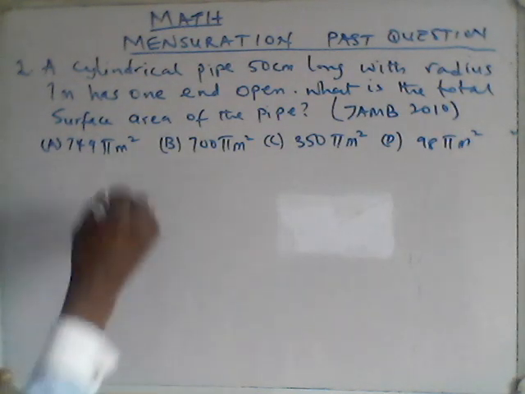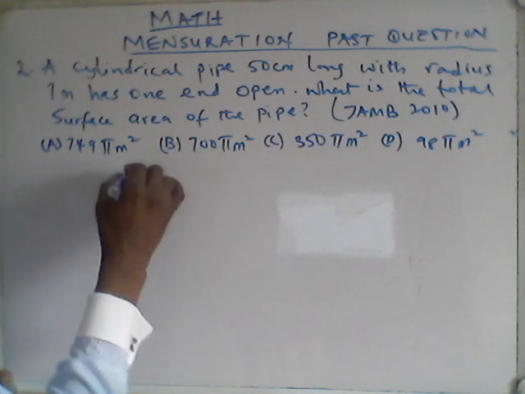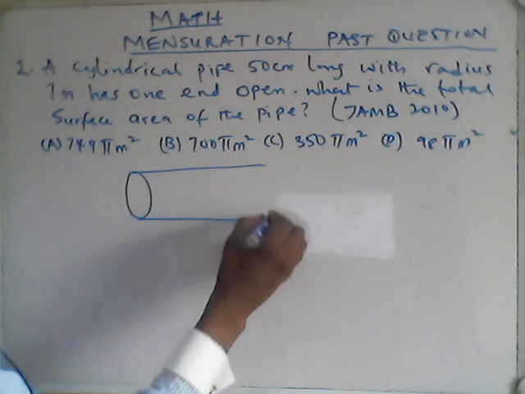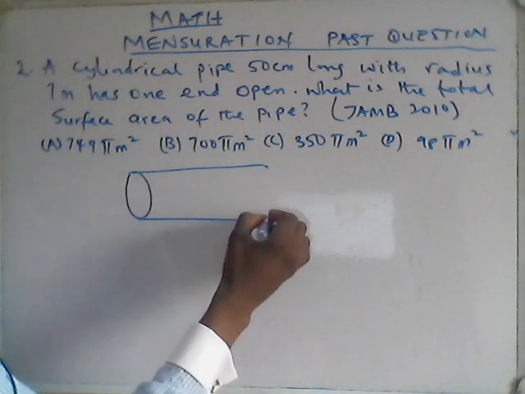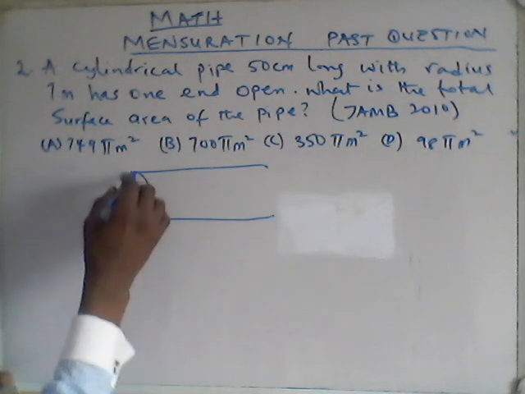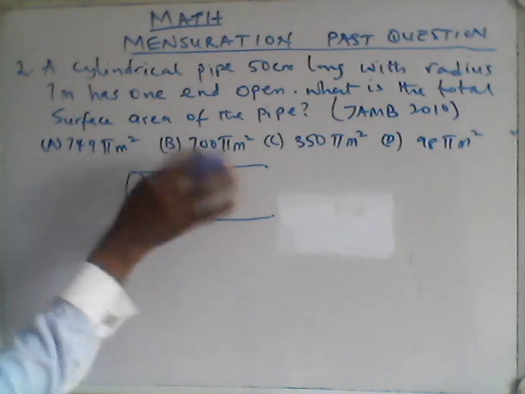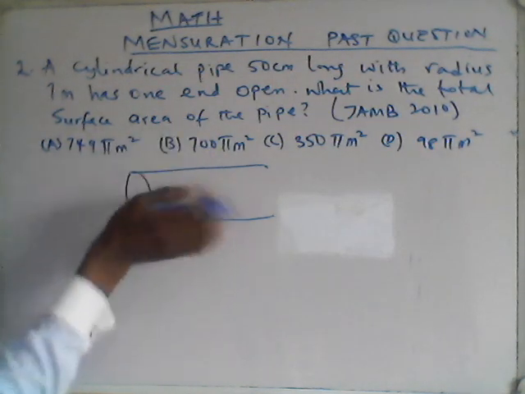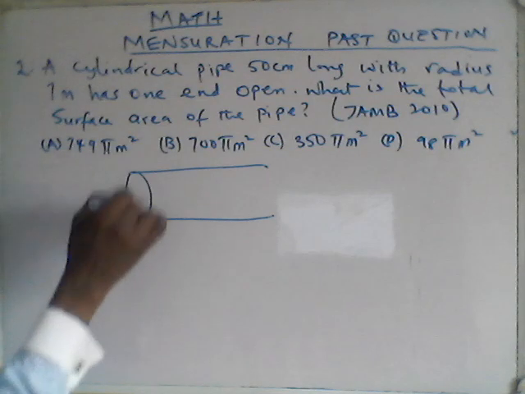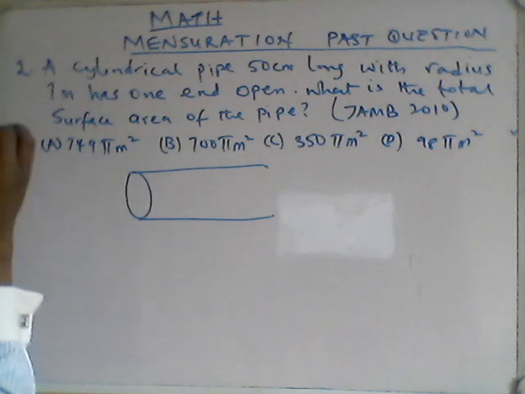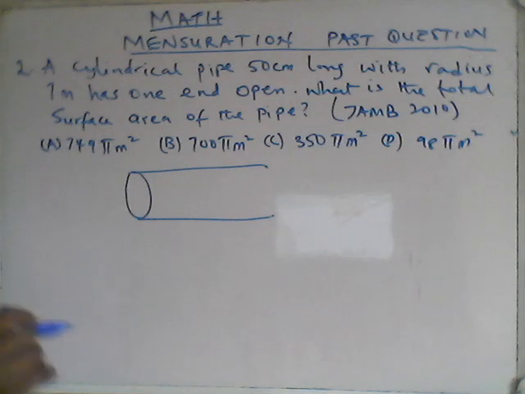So this is a cylindrical pipe that looks like this. They said one end is open, so I will not enclose it here. So this end is closed. This is the cylinder. This one formed a curved shape around it, and this one is the closed end. So what is the total surface area? The total surface area has 2 components.